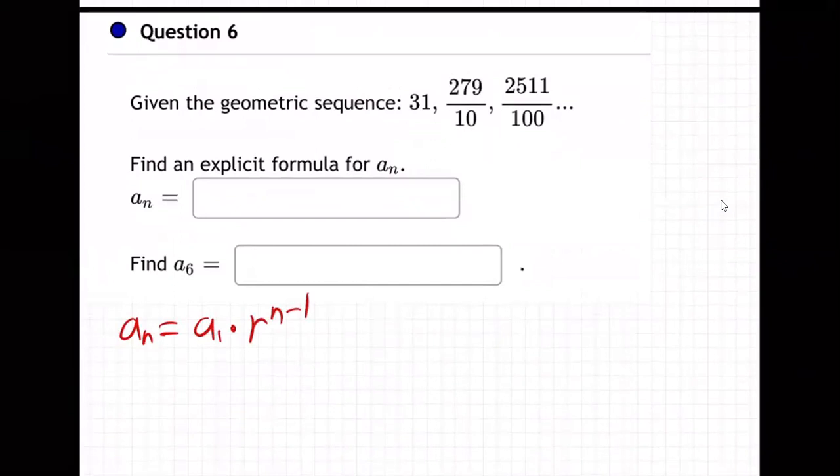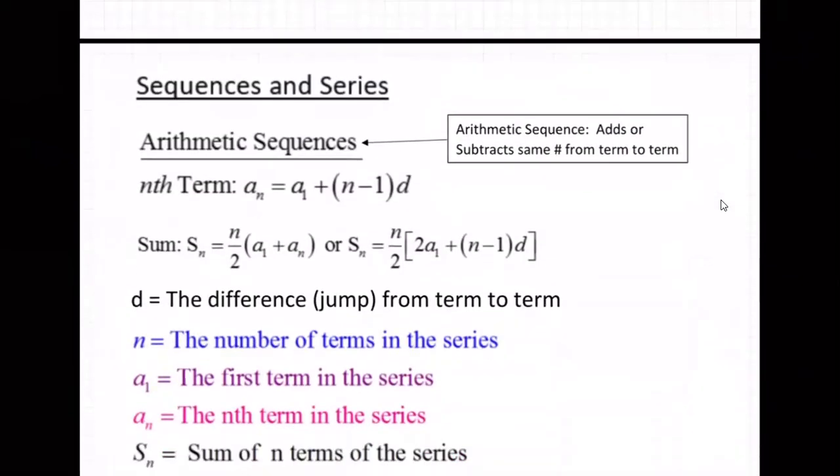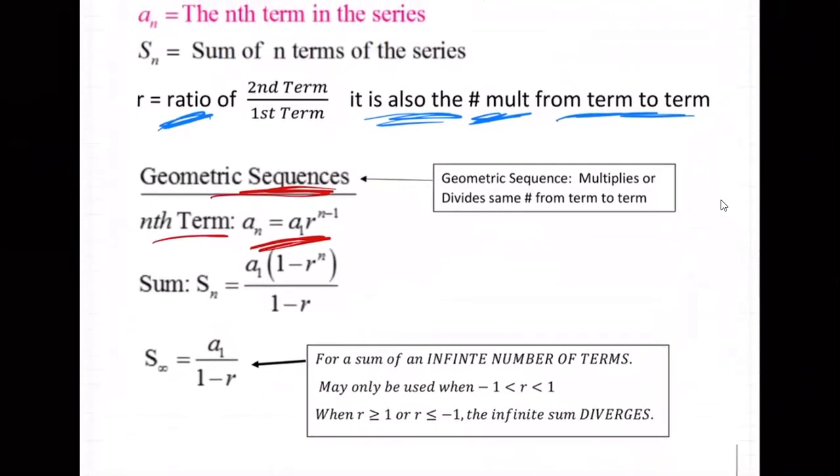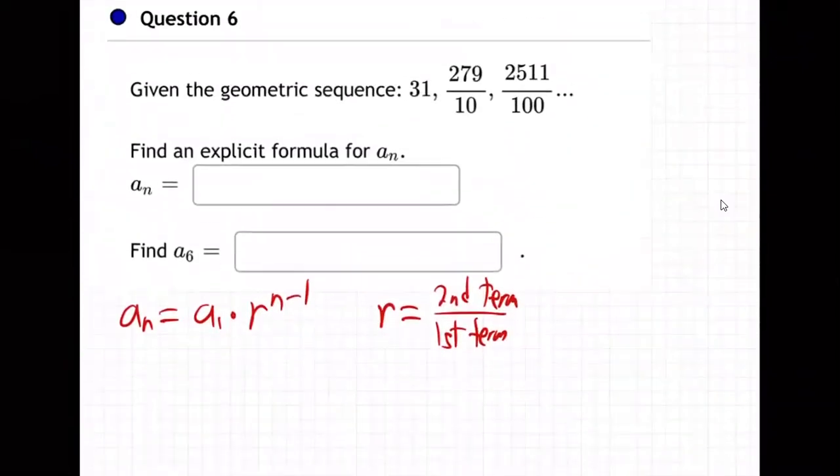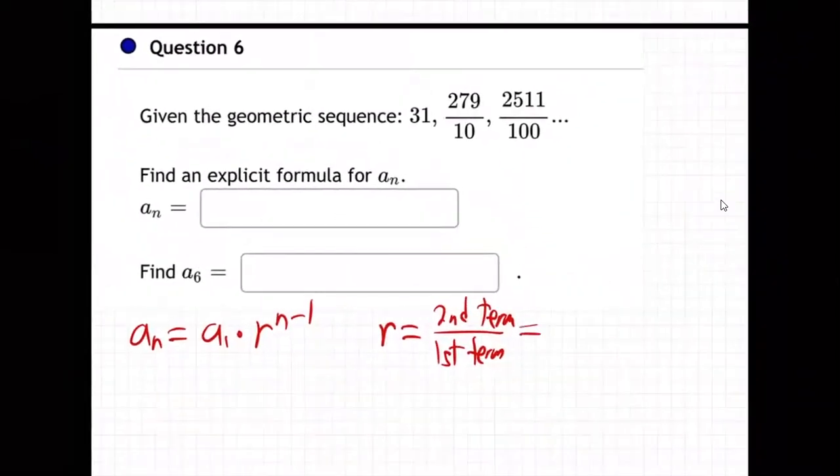If you look at r, the ratio, it says take the second term over the first term. Let me show you down in the notes here. Somewhere it says it. There it is. R, the ratio, is the second term over the first term. Okay, so that's what that R is. So let's take the second term. Here's the first term, here's the second term. So the second term, 279 over 10, over the first term, 31.